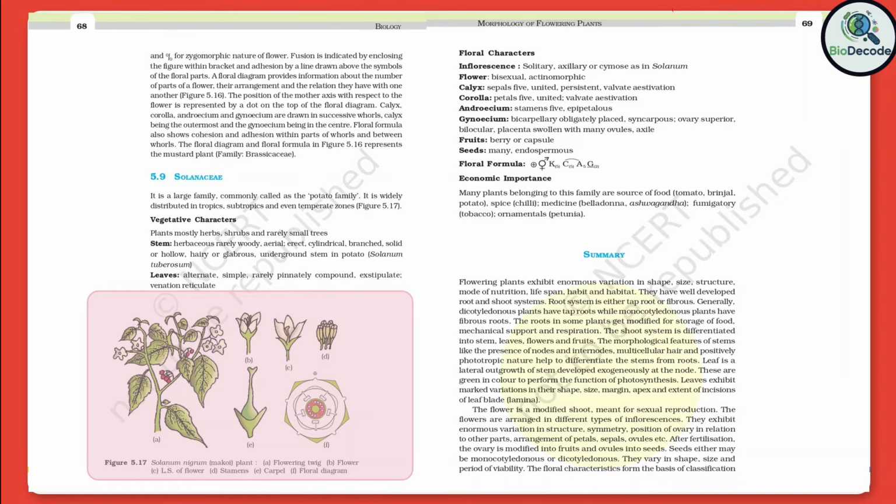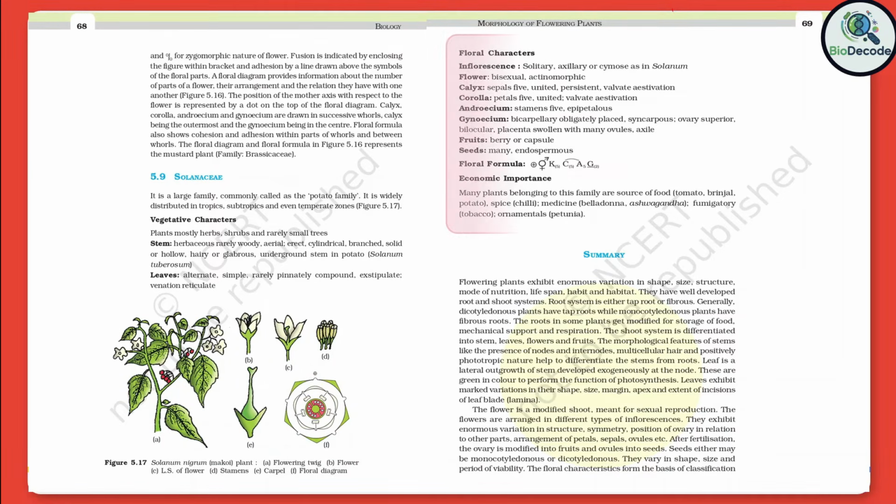D. Stamens, male reproductive structures. E. Carpel, female reproductive structure with ovary, style, and stigma. F. Floral diagram, schematic view representing all the floral whorls. The figure illustrates both the macroscopic and microscopic floral structures in a single plant. Floral characters. Inflorescence solitary, axillary, or cymose, as in Solanum.